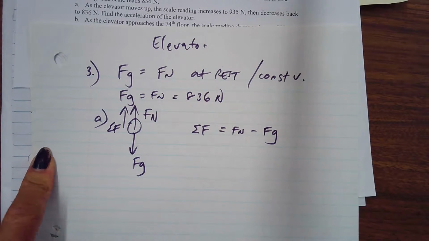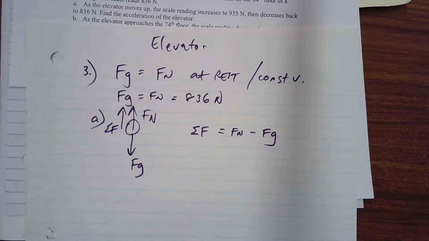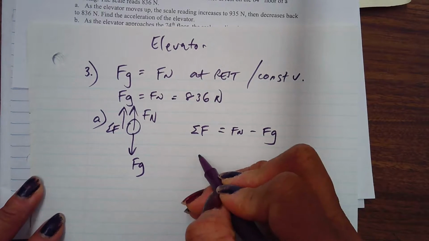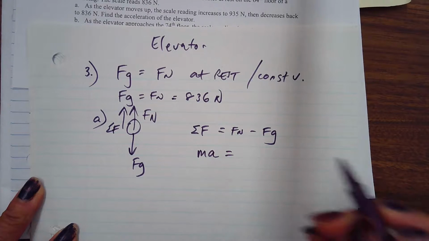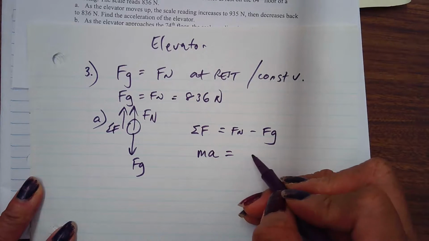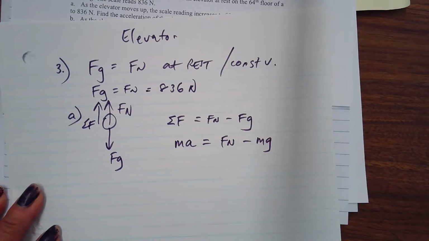It says the scale reading increases to 935. You observed this yesterday because the elevator is moving up. The floor is pressing up on you. Okay, so acceleration is the question here. So F net is ma equals Fn minus mg. So we're looking for a.